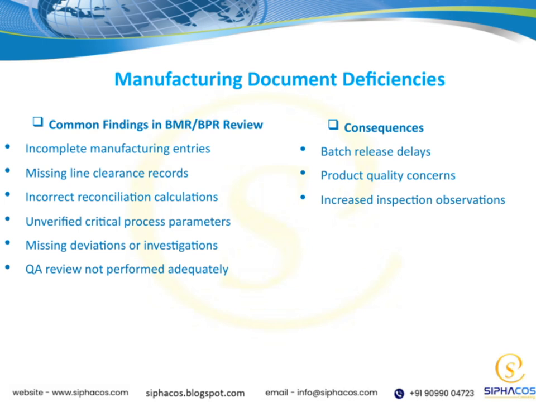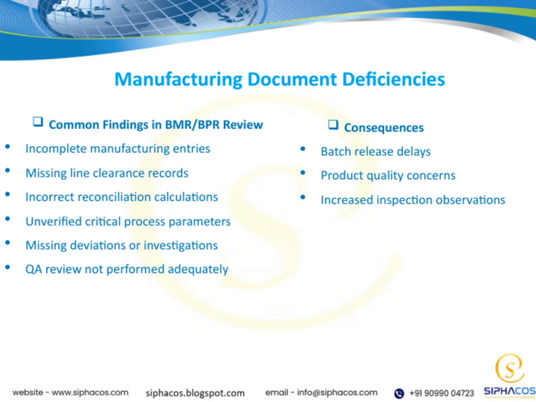We also frequently encounter unverified critical process parameters, which are vital to ensuring the process stays within control limits. Missing deviations or investigations mean potential issues are not properly documented or addressed, risking quality and compliance. Lastly, QA review not being performed adequately can allow errors or inconsistencies to slip through, undermining the entire quality system.